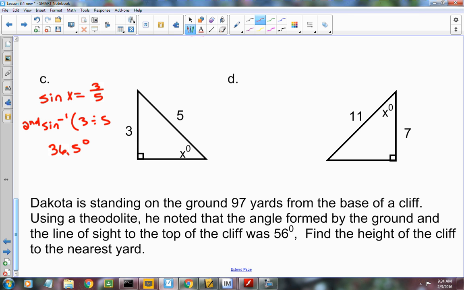Is it 8, not 5? Maybe I just wrote it down. Oh, 36.9. I think I looked at the wrong one. 36.9 degrees. I think I looked at the wrong answer.